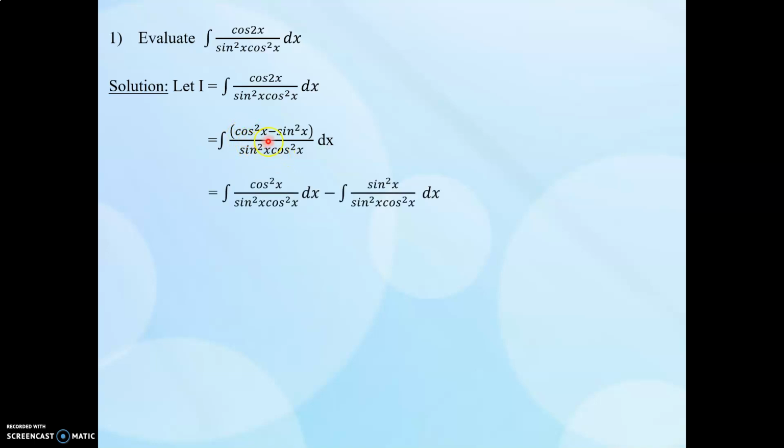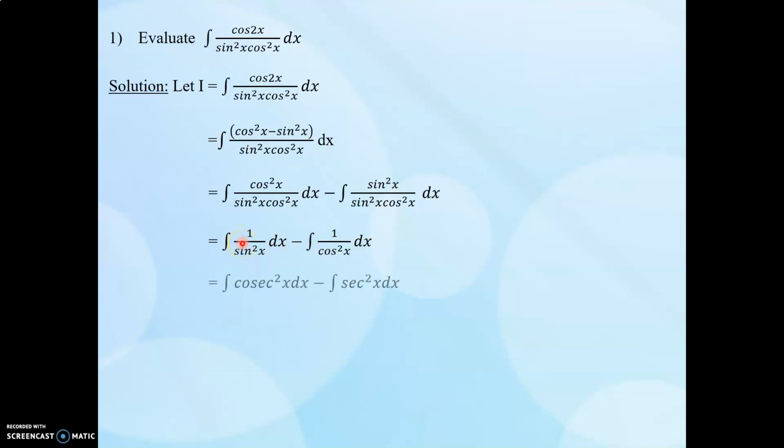Now we will split this numerator. There are two terms, so it can be split like this: integral cos square x upon sin square x cos square x dx minus integral sin square x upon sin square x cos square x dx. Now cos square x and this cos square x cancel, sin square x and one of the sin square x cancel. So this will become integral 1 upon sin square x dx minus integral 1 upon cos square x dx.